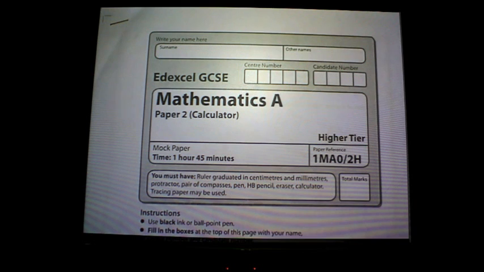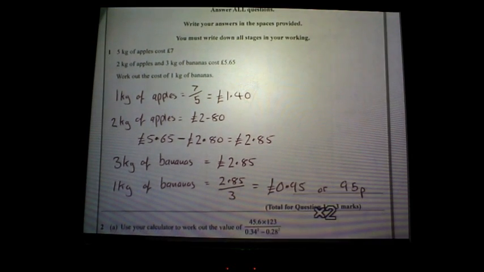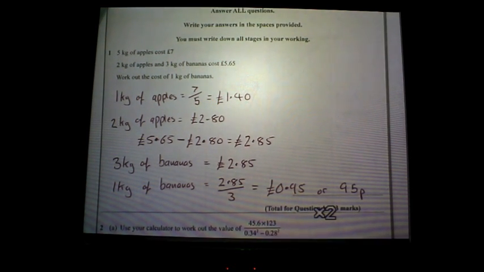Mock paper, this is the calculator paper, 1 hour and 45 minutes, higher tier. Starting you off, you've got a question about apples and bananas. You've got to work out what the cost of 1 kilogram of bananas is.